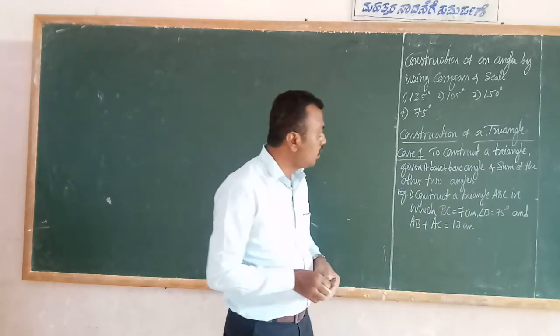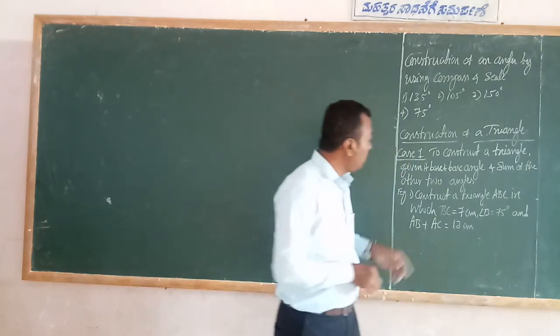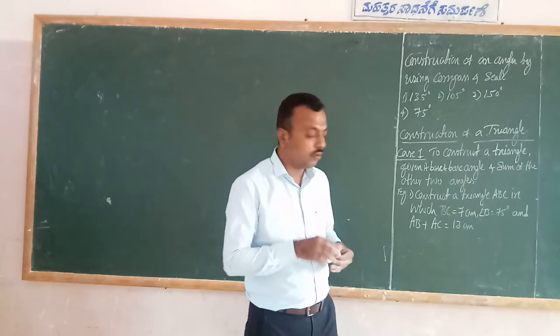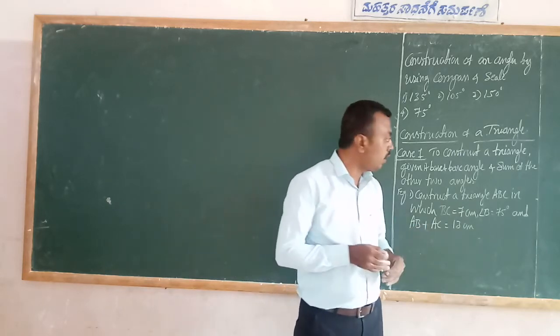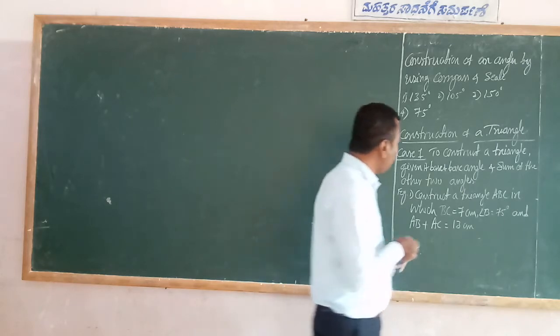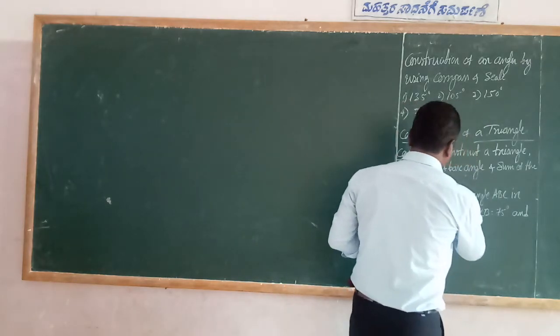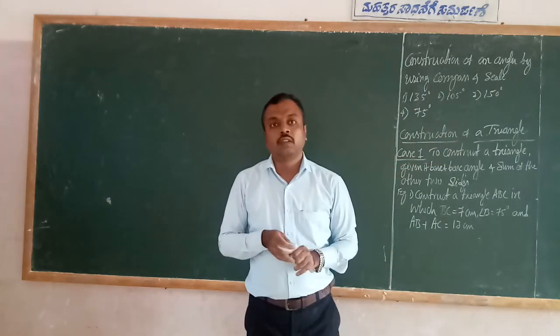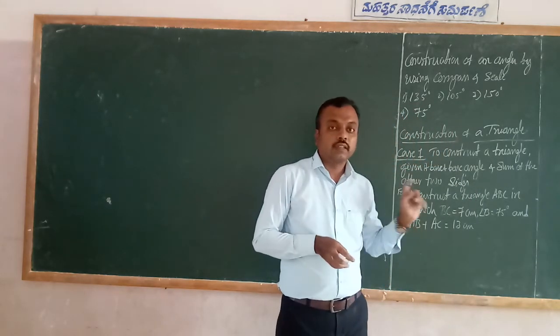So first case is to construct a triangle given its base and base angle, then the sum of the other two sides. Not two angles, other two sides are given. So how to construct this case?